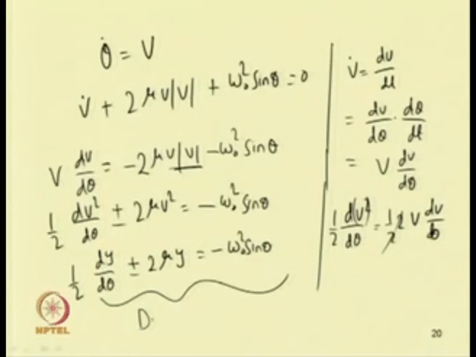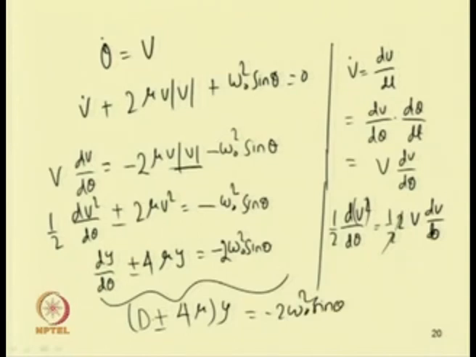So, this is D plus minus 2 mu y, or we can write this equation by removing these 2. So, dy by d theta plus minus 4 mu y equal to minus 2 omega 0 square sin theta. Now, finding the complementary part and the particular solution of this equation.